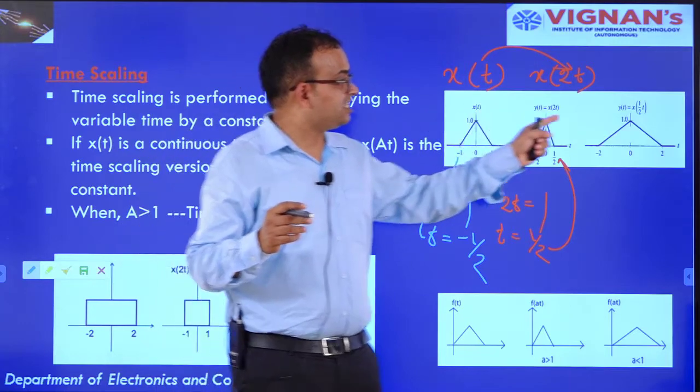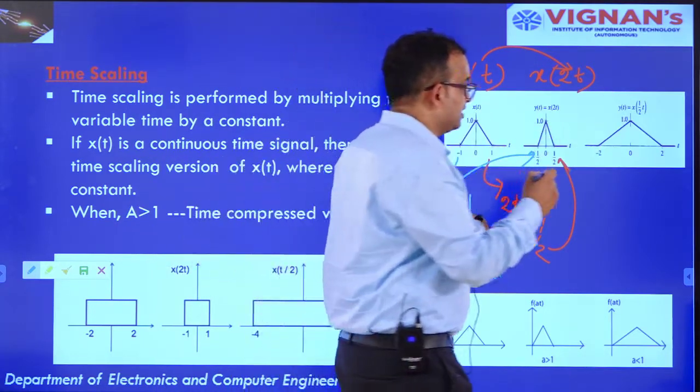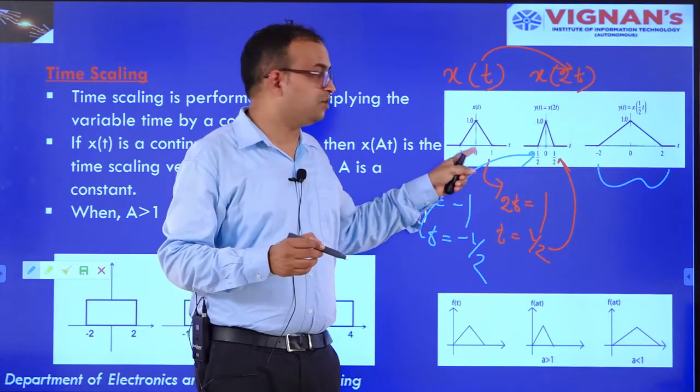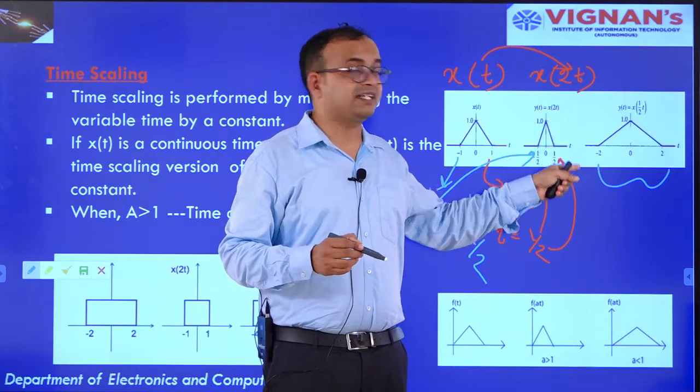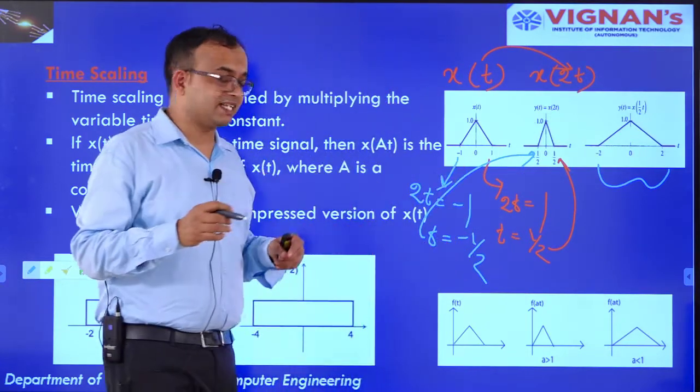Similarly, for the case of 1 by 2, we already know that the signal will be expanded in the time domain. The signal is now expanding in the time domain. Previously it was from minus 1 to 1, now it is from minus 2 to 2. So this is about time scaling.